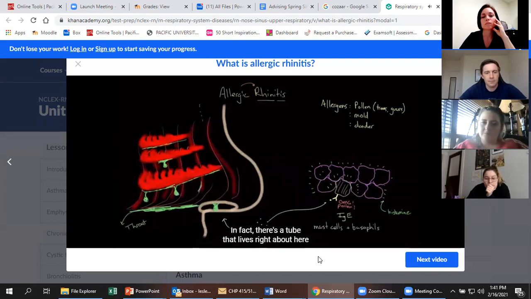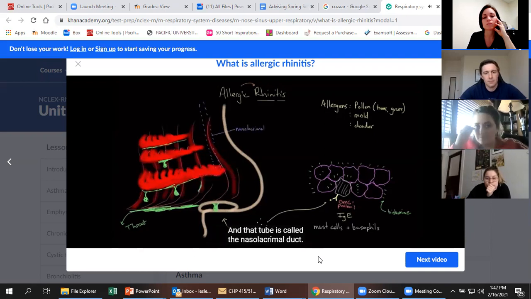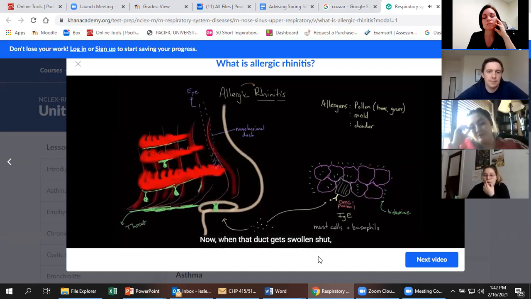But your throat isn't the only thing that's attached to your nose. In fact, there's a tube that lives right about here that opens up just underneath this first ridge. And as the mucosa swells up, it can swell that tube shut. And that tube is called the nasolacrimal duct. And it connects your nose to your eye. And its job is to drain the tears out of your eye and into your nose where you don't even notice them. Now, when that duct gets swollen shut, the tears don't have anywhere to go.